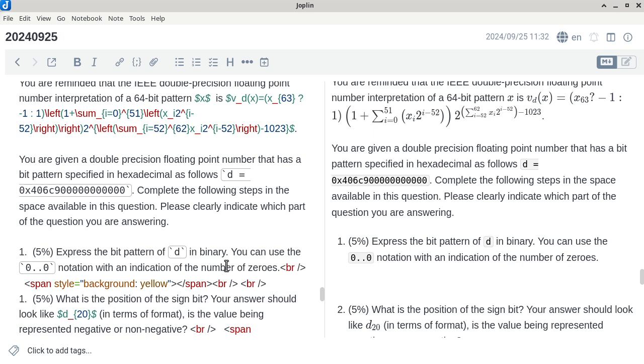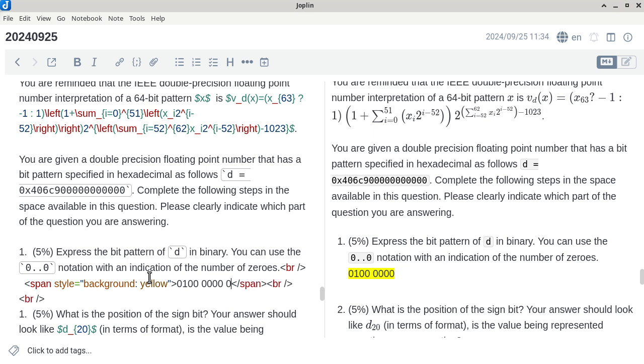How many people wrote down that table when we talked about the base 16 to base 2 conversion? Okay, very good. Every digit in base 16 converts to exactly 4 binary digits. That's the important part. So I'll start with the 4. The 4 is converted to 0100. The 0 is just 0000. The 6 is 0110. The C is 1100. The 9 is 1001. And the rest are all zeros.